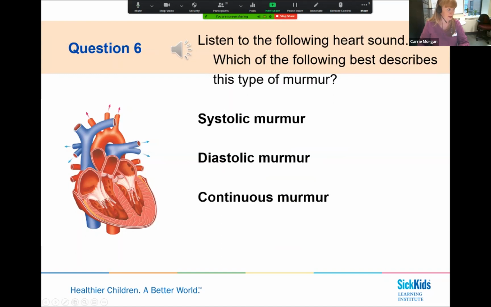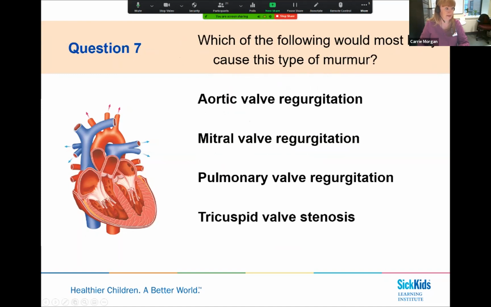Okay. And let's see what you said about what would cause this murmur. Oh, 58% of you got this one correct with mitral valve regurgitation. So absolutely. During systole, when the ventricles are contracting, particularly that strong left ventricle, if you have mitral valve regurgitation, you will have shunting and a subsequent murmur during systole.